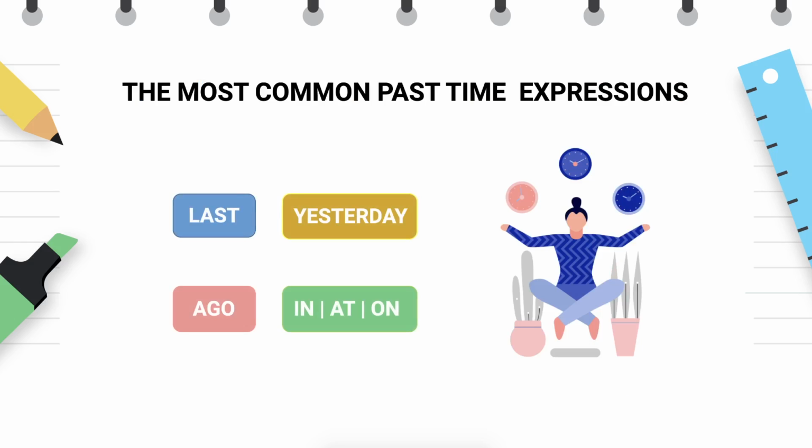In English, we use past simple to talk about things that happened in the past. There are a number of words and phrases that are often used to show when an action or situation happened in the past. We call them time adverbials. Here are some of the most common ones. Last plus time reference, plus ago, yesterday or yesterday plus morning, afternoon, evening, or some past time expressions with the prepositions in, on, or at. Let's have a look at each of them separately.